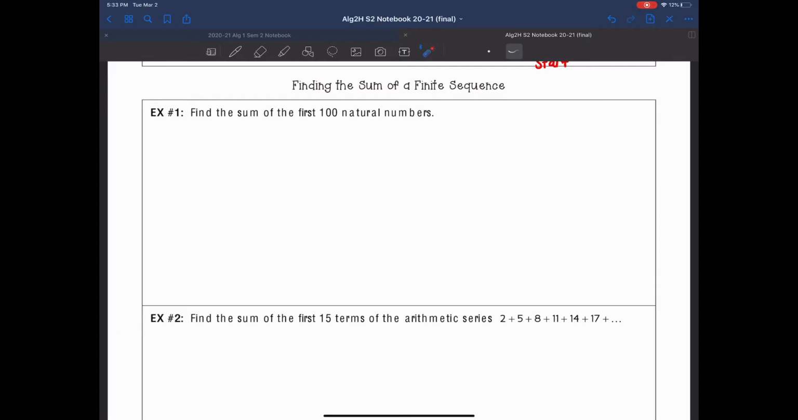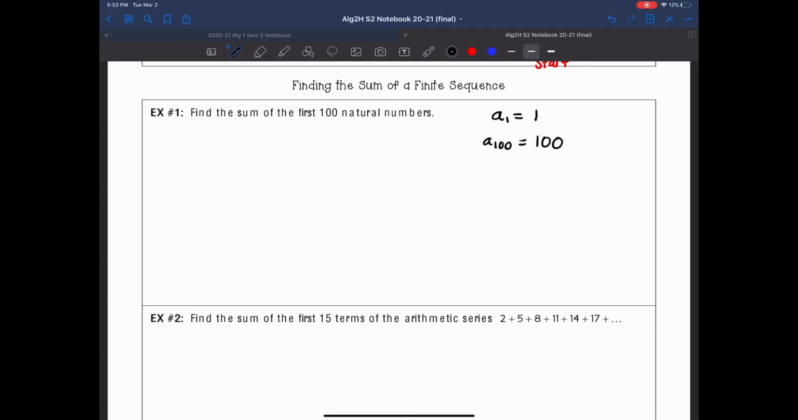Now, if we're looking at the first 100 natural numbers, that means we know what the first term is. That's just going to be 1. And we also know what the last term is. If there are 100 natural numbers, the last term is going to be a sub 100, and that's just going to be the number 100.